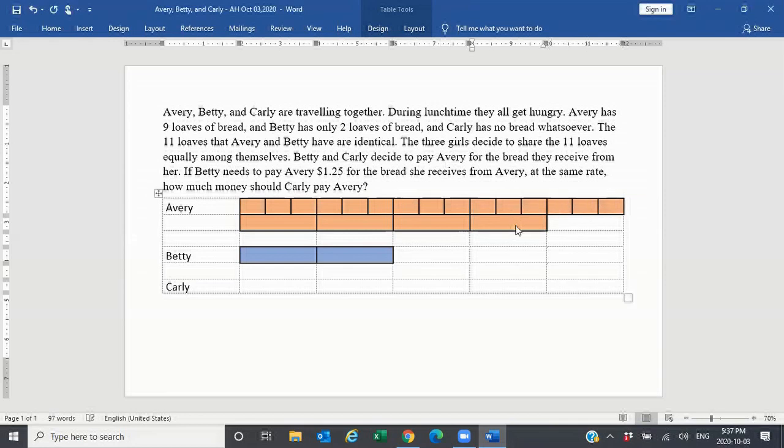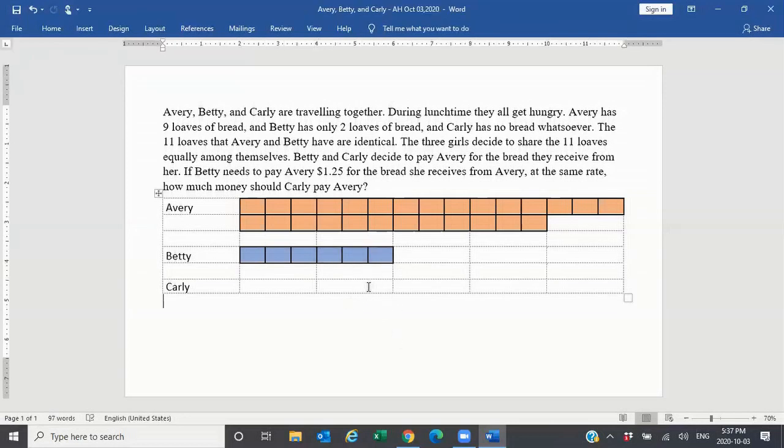I'm just going to start from here. No, it doesn't matter. I don't have to start from the beginning. But I need to divide each loaf, even Betty's, into 3 slices for this to work. There. Alright, so to divide it evenly, 33 divided by 3 is 11, so each girl should have 11 slices of bread.